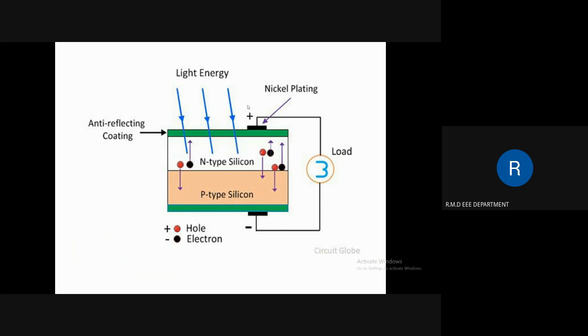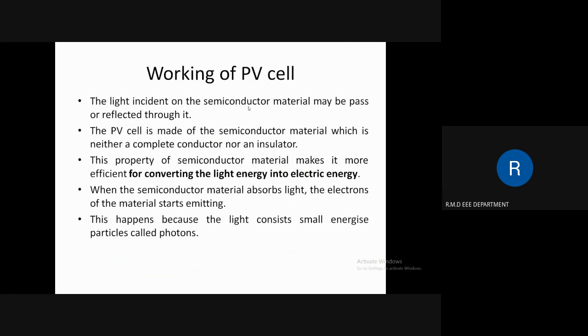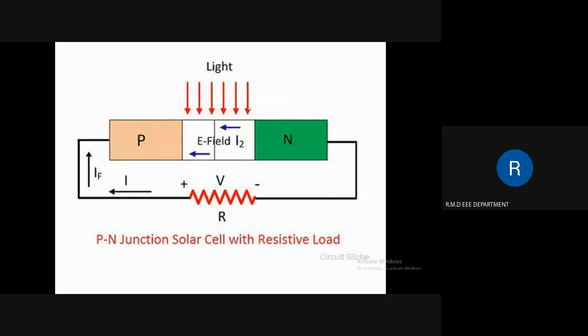Here is the PV junction solar cell with resistive load. The PV cell consists of a p-type layer and an n-type layer of semiconductor material. These layers are joined together by a p-n junction. The junction is the interface between the p-type material and the n-type material. When light falls on the junction, the electrons start moving from one region to another. In this manner, the electrons flow and the current is generated.